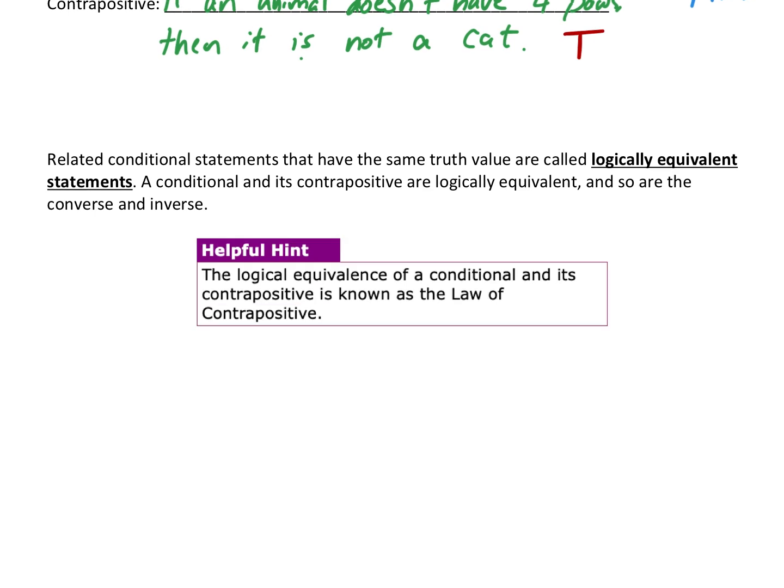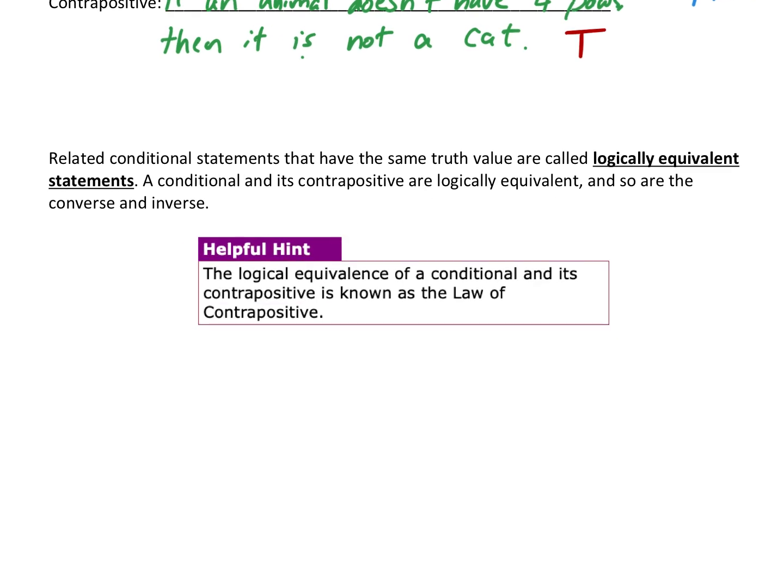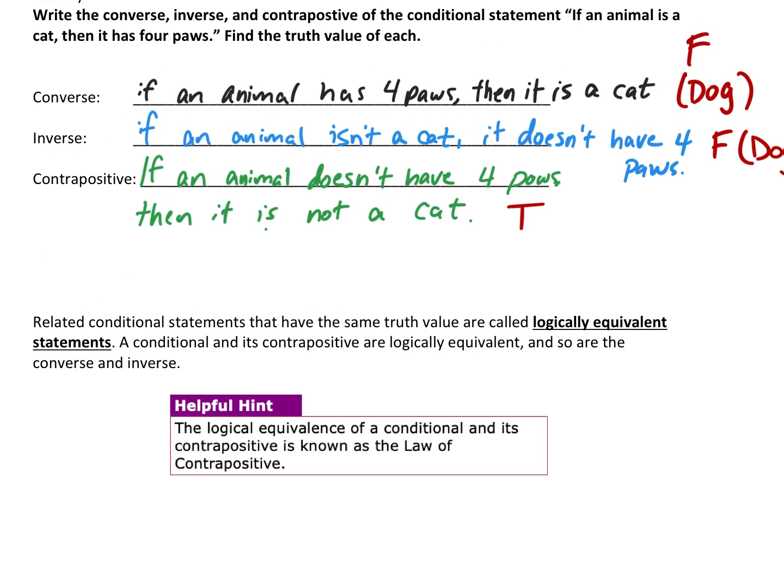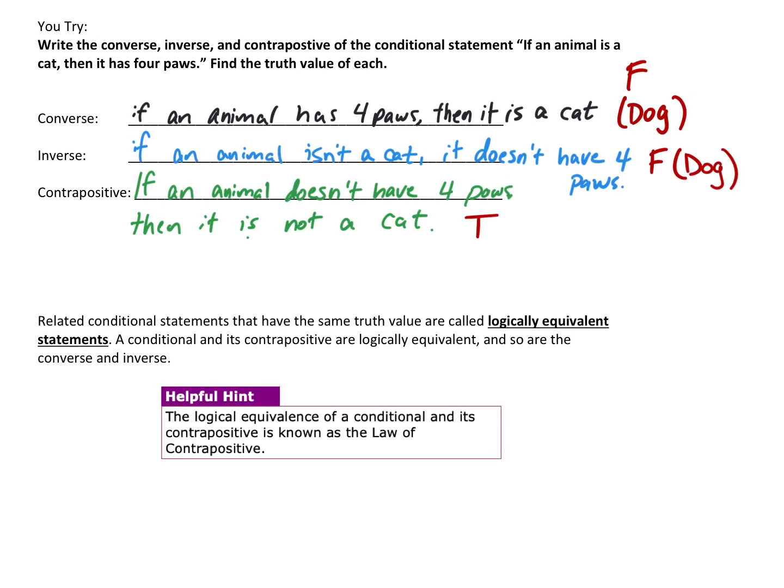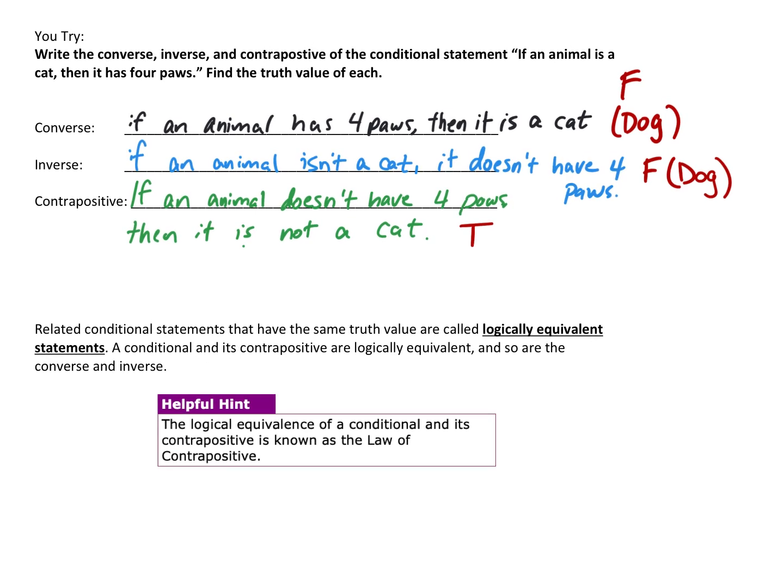Our last thing we're going to end up here is just this hint at the bottom of the page. Related conditional statements that have the same truth value are called logically equivalent. A conditional and its contrapositive are logically equivalent, as we saw in this past problem. We saw the contrapositive and the conditional both being true. And then the converse and inverse are both logically equivalent, and what we saw in our example is that they were both false. So they're very much related. The logical equivalence of a conditional and its contrapositive is known as the law of the contrapositive.